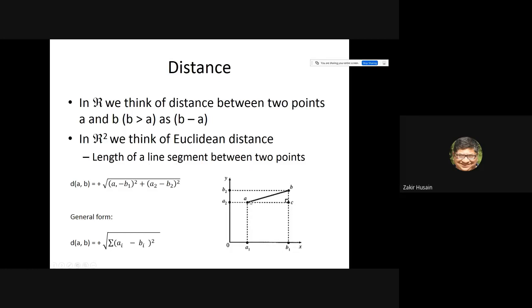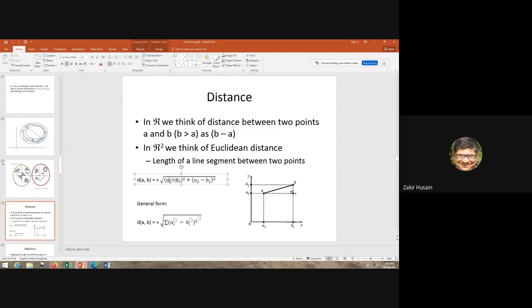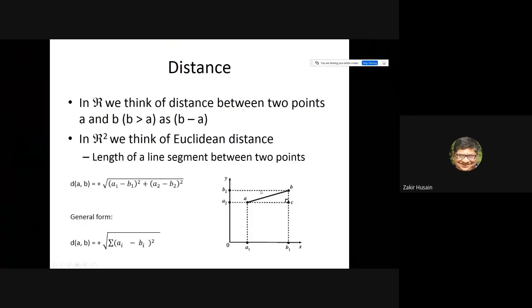Okay. So here, if we take 2 points A and B, what is the distance between them? Sorry, I've made a typo over here. It should be A1 minus B1. So here, the Euclidean distance can be defined in this way. We are just using the Pythagoras theorem. And if you want to think in more general terms, when we have an n-dimension space, then it is simply the summation of (ai minus bi) whole square.